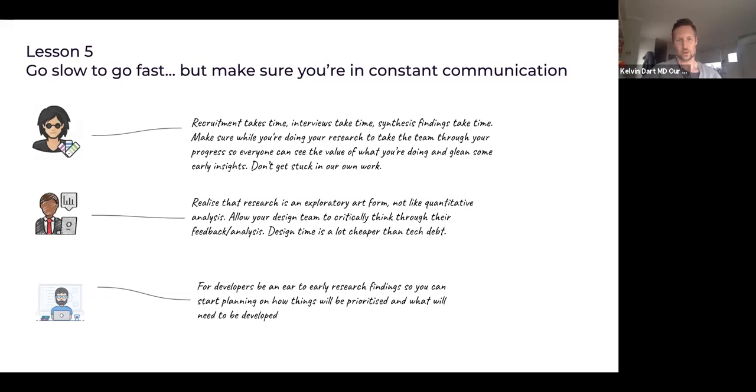So this is a really big call out to people like myself, product people and project people. Realize that research is an exploratory art form. It's not putting a tag in a piece of code to extract some quantitative data to understand user behavior. You're going down a qualitative research path. It does take time. Of course, there's constraints, but please allow as much time and freedom as you can with your designers so they can get the right outcomes in the voice of the customer.